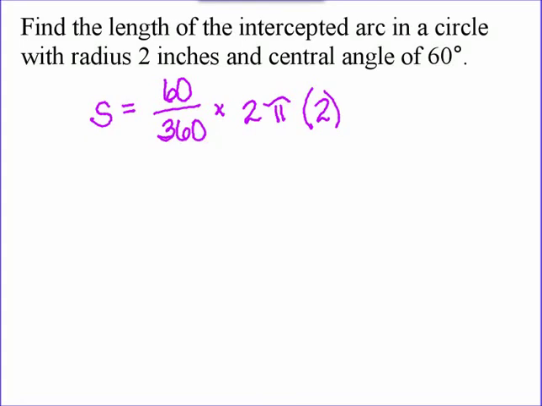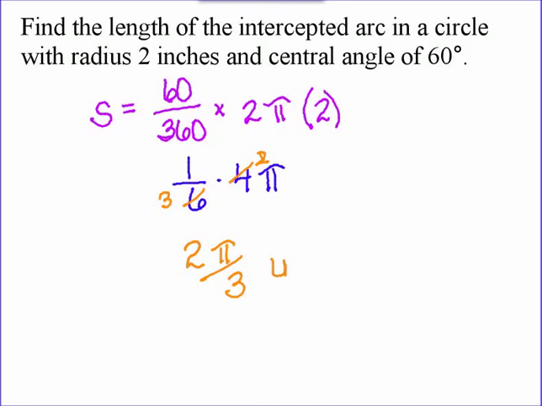Really, what fraction of the circle are we looking at? The radius is 2. I'm looking at a fractional part of the circle as being 1/6, and I'm going to take that times 4 pi. What is 1/6 times 4 pi? Leave it in pi first. 2 pi over 3, since 2 goes into 4 two times and 2 goes into 6 three times. 2 pi over 3, and the label will be inches.